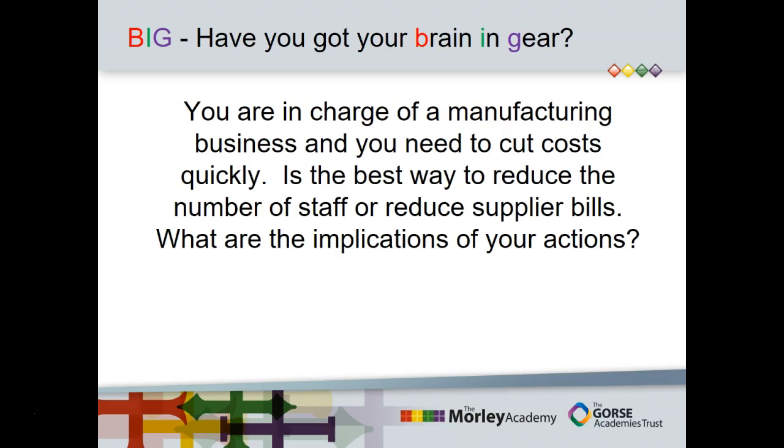If we reduce supplier bills, let's say we're a manufacturing organisation, we might just choose to buy cheaper component parts. Now that could be done relatively quickly. We could phone round suppliers one day and we could phone several suppliers, get different quotes and find out that we could change our suppliers.